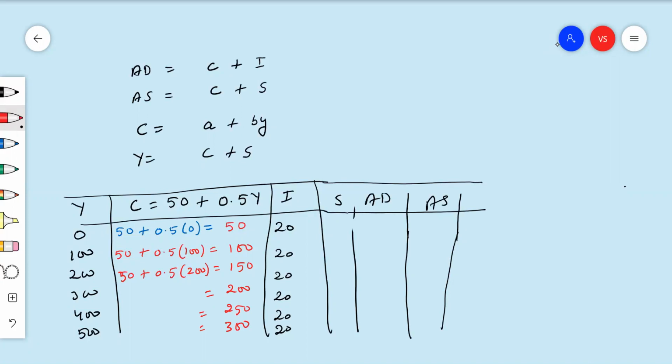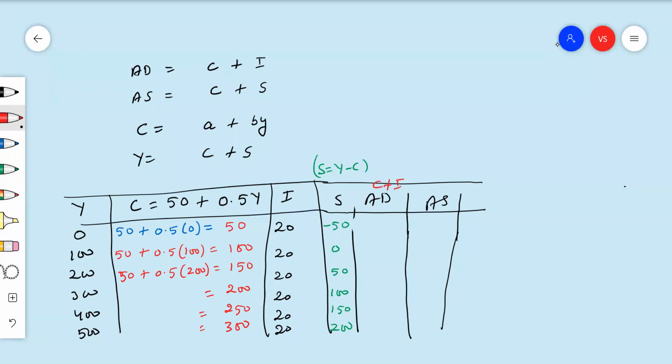Now I ask you to calculate S. S is equal to Y minus C. This is the formula to calculate S, where Y means income. So 0 minus 50 is minus 50. 100 minus 100 is 0. 200 minus 150 is 50. Now 100, it's 150 and it's 200. This is your S.